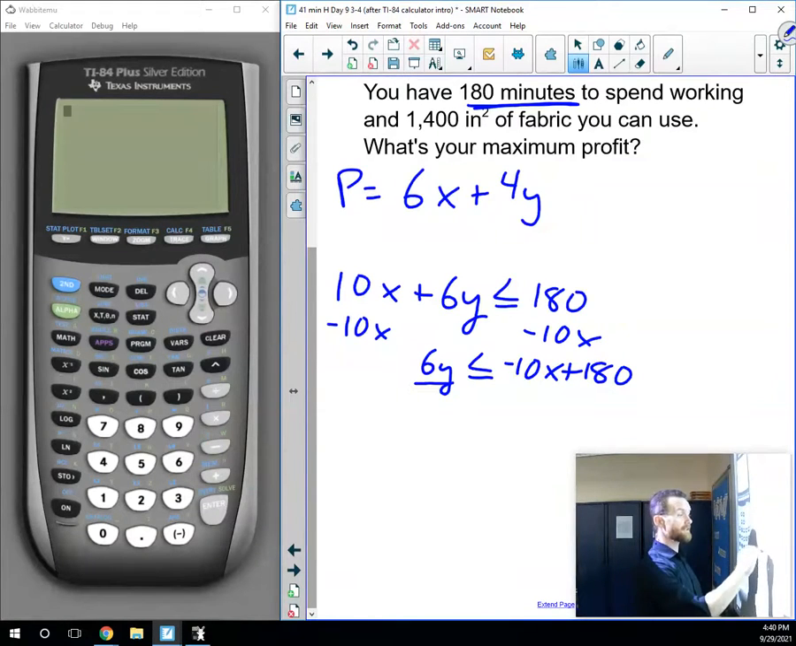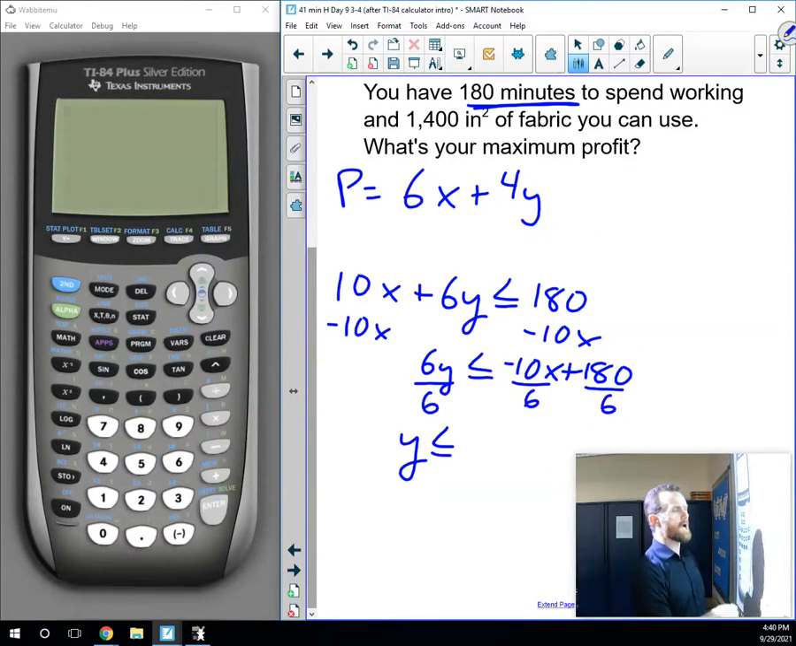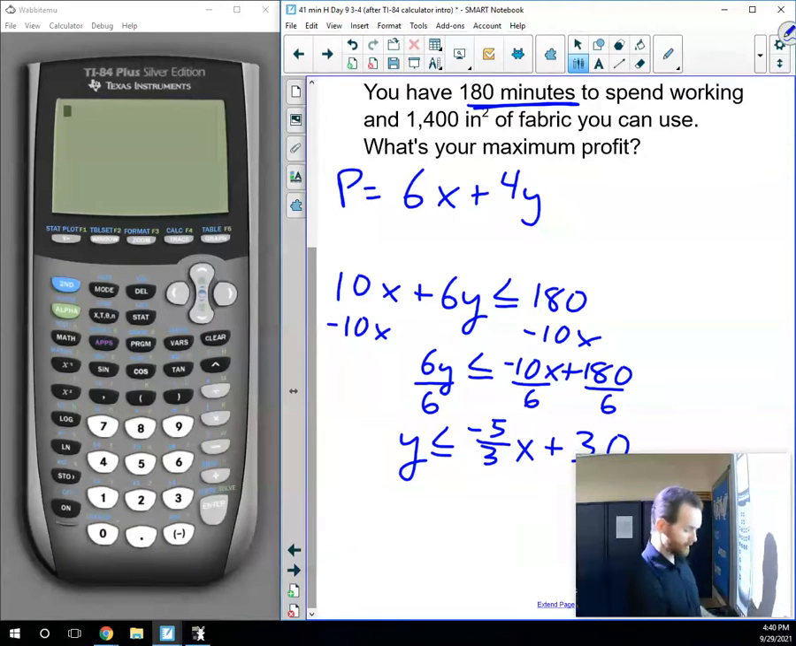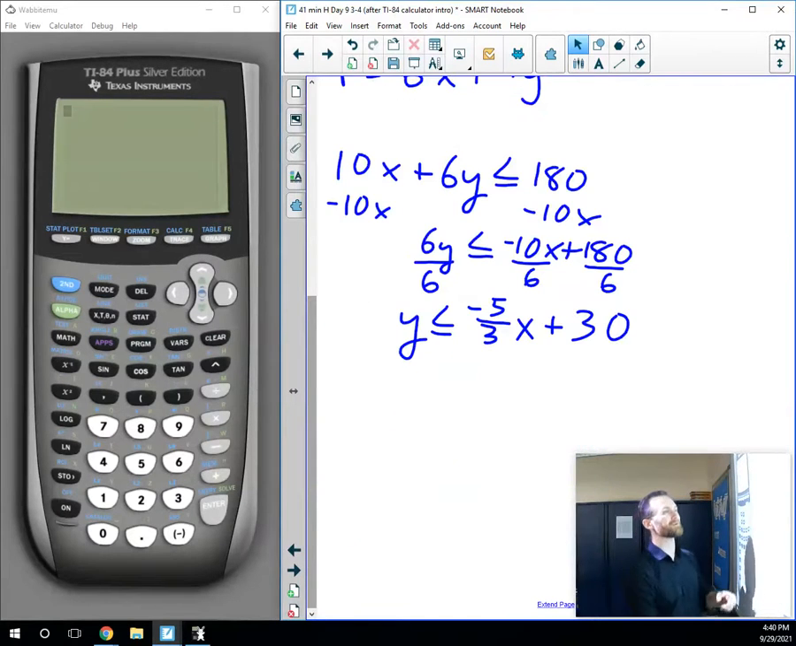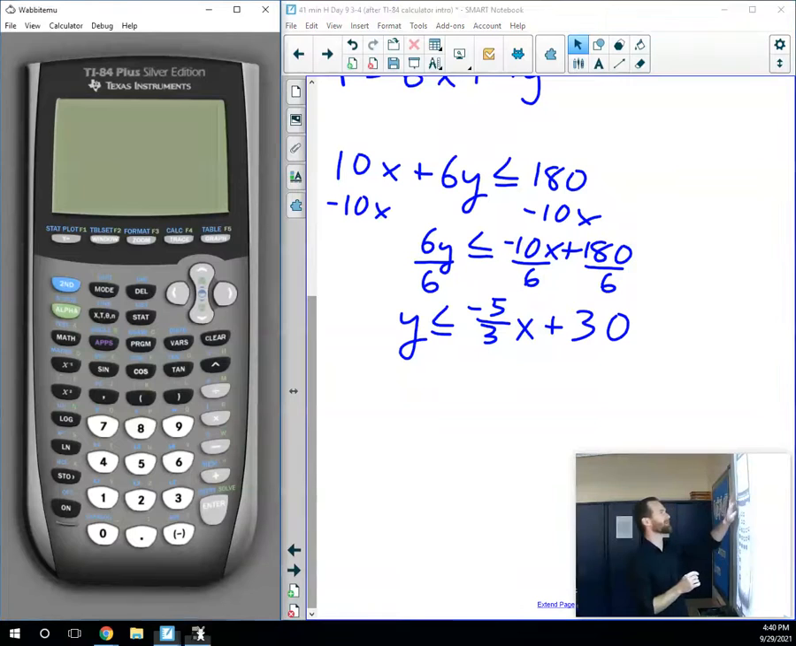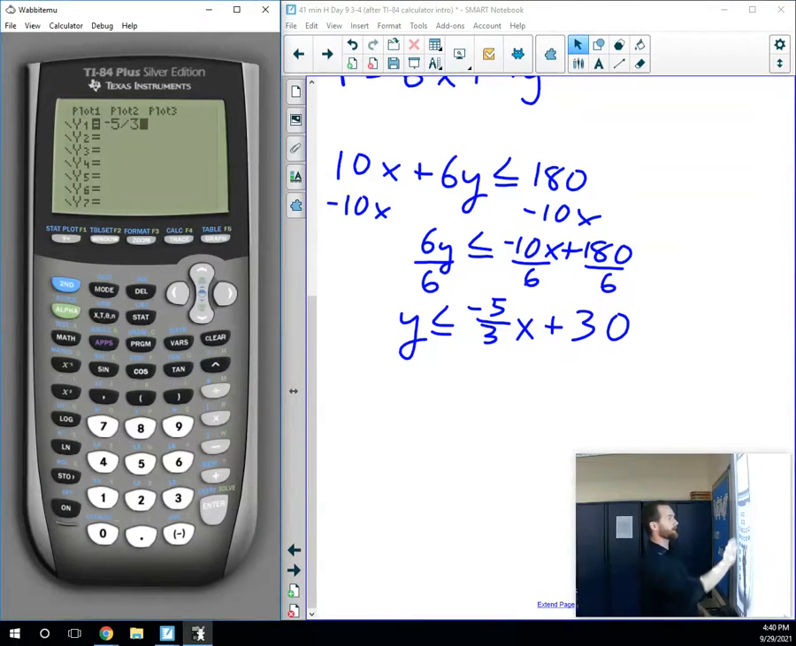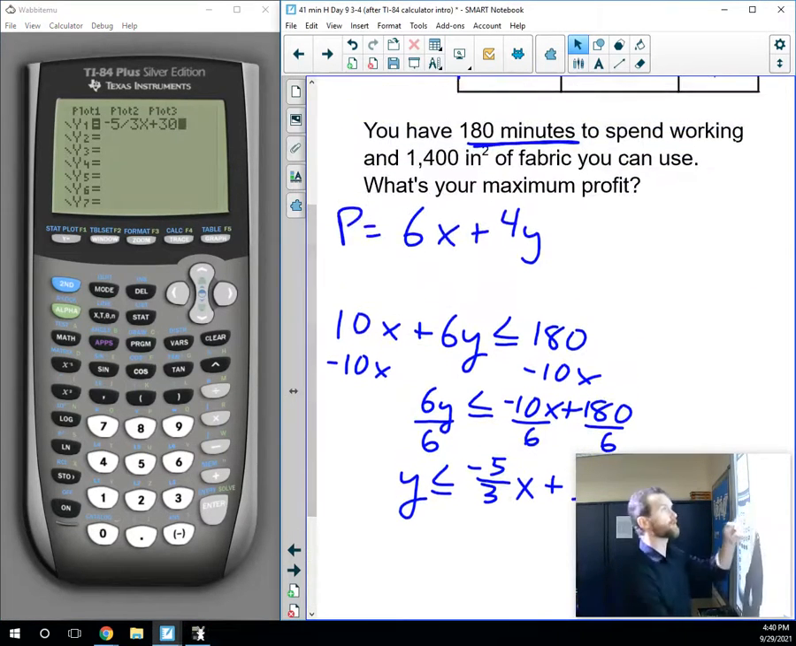Then we're going to divide by 6, distribute that division to everything we see, and that comes out to y is less than or equal to, simplify that fraction, divide them both by 2, we get negative 5 over 3x plus 30. My face is in the way there, but we can slow the page down. Let's put that right in the calculator now, just to sort of save some time. Negative 5 over 3x plus 30. We're not going to hit graph yet, though, because we've got one other constraint to worry about.